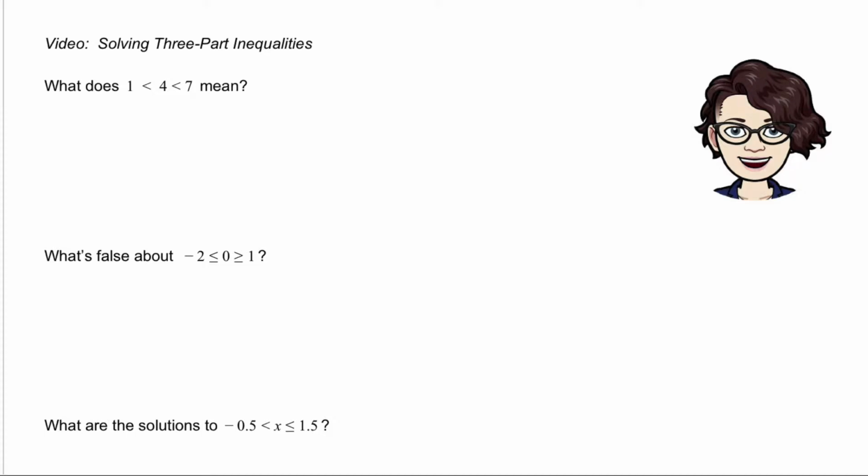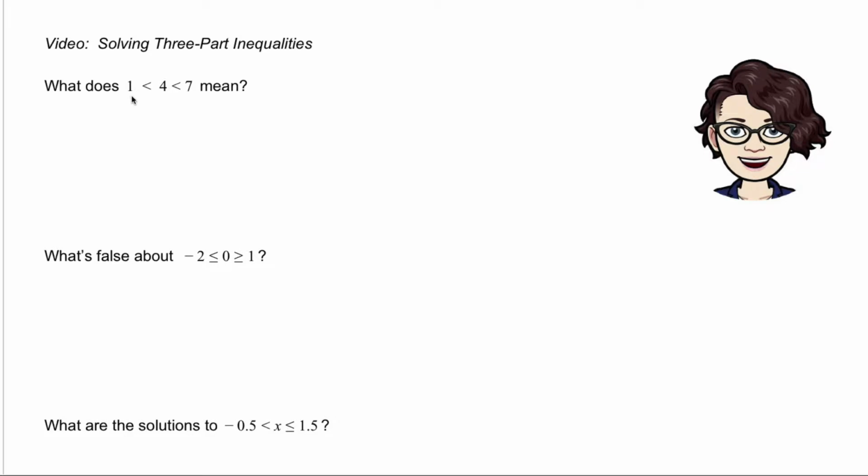Hi, and welcome to the video about solving three-part inequalities. We've seen a little bit about this in a previous video, but we're going to look at three-part inequalities in a little bit more depth. So we're going to start by looking at the three-part inequality.